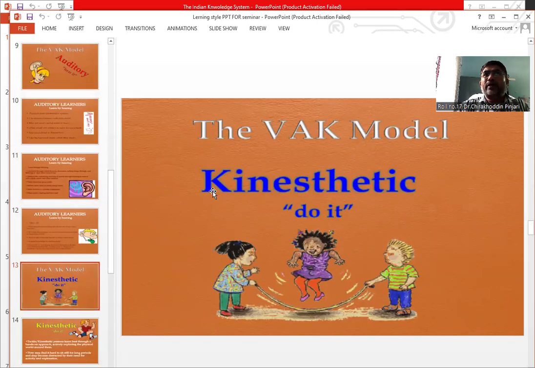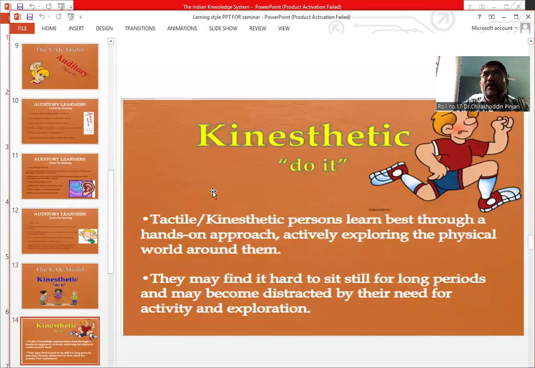Kinesthetic: do it. A tactile kinesthetic person learns best through a hands-on approach, actively exploring the physical world around them. They may find it hard to sit still for long periods and may become distracted by their need for activity and exploration.